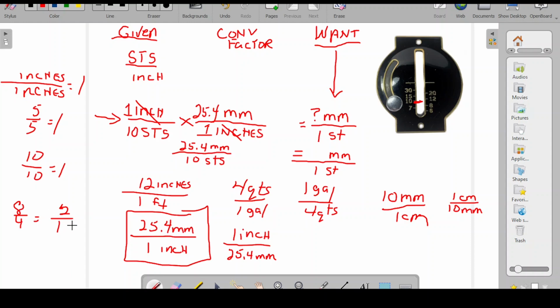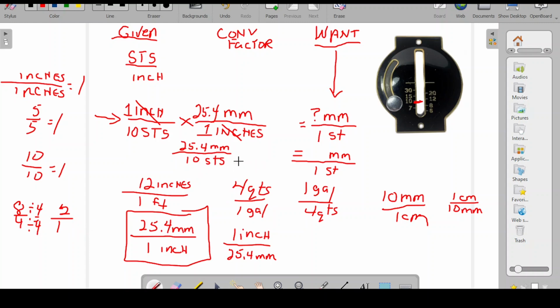How did we get that? Well, we divided 8 by 4, and we divided 4 by 4. 4 divided by 4 is 1, and so whatever you do to the denominator, you do to the numerator. And 8 divided by 4 is 2. So we do the same thing here.